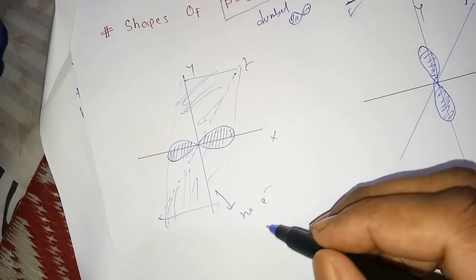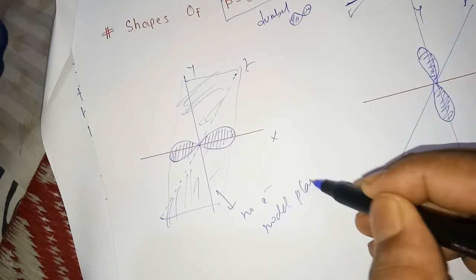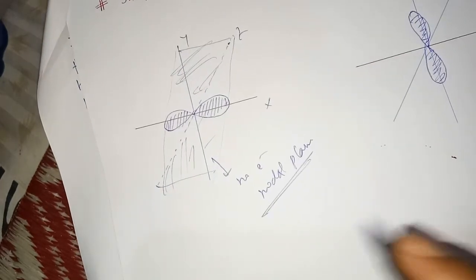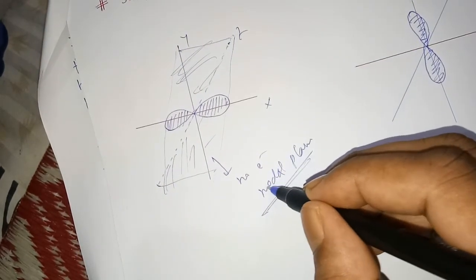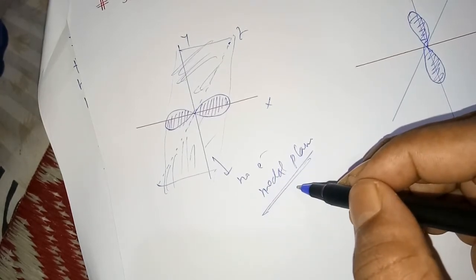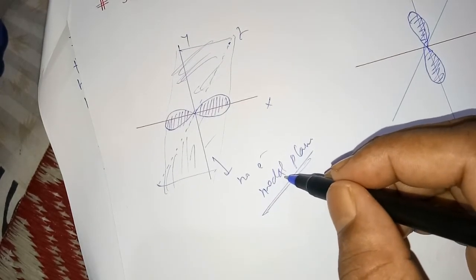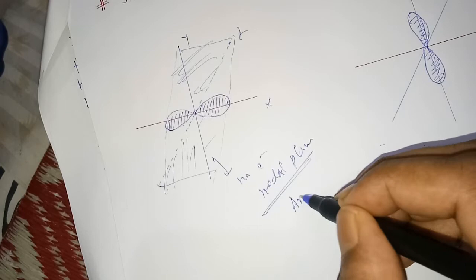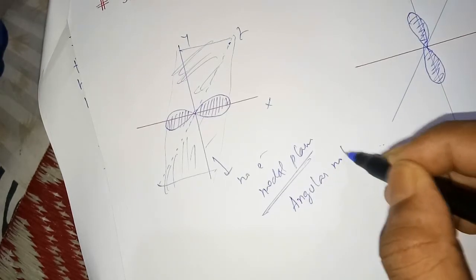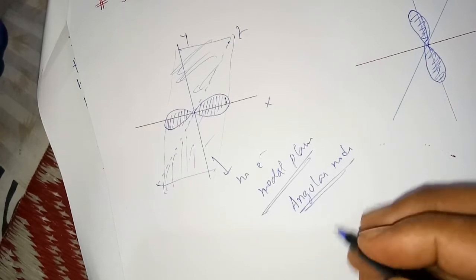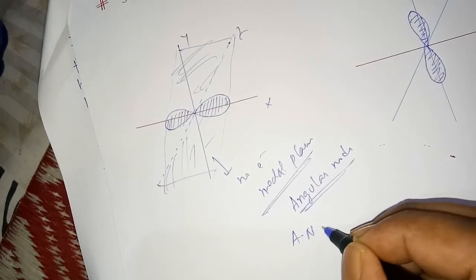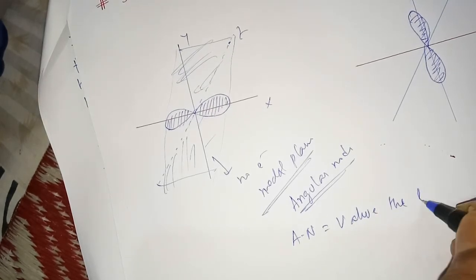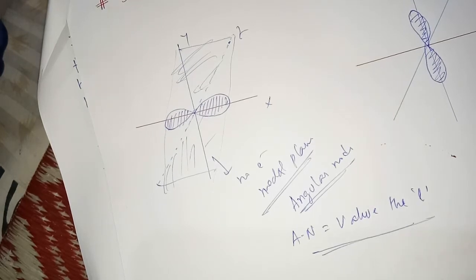This is the nodal plane. So this one is called your no electron zone, or nodal plane. And this one is called your angular node. This angular node is the plane in which there is no electron. Then how to find the angular node? Angular node is simply the value of l. Whatever may be the value of l, this is your angular node.